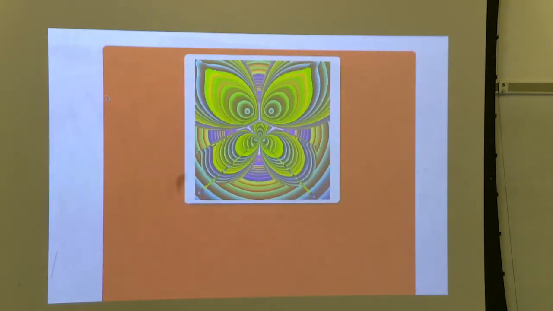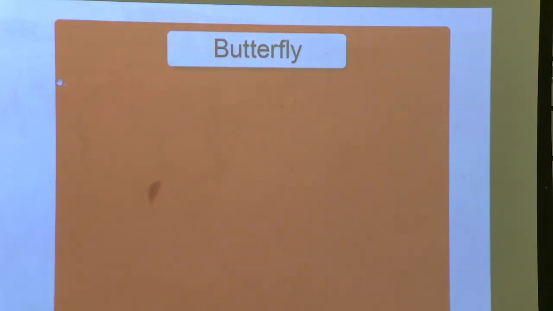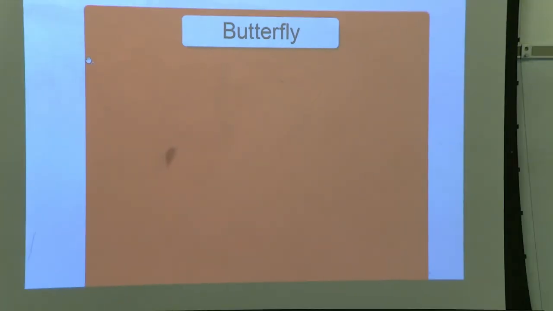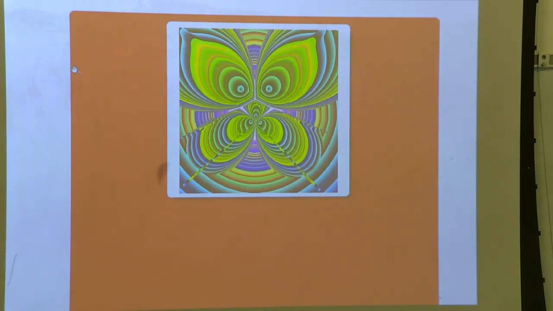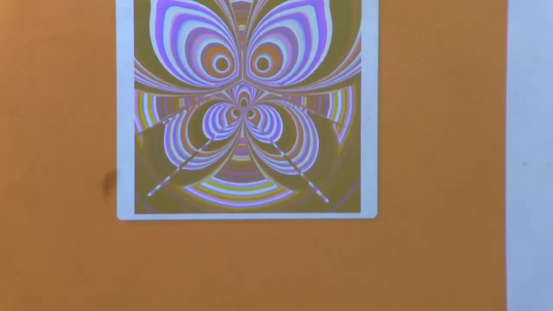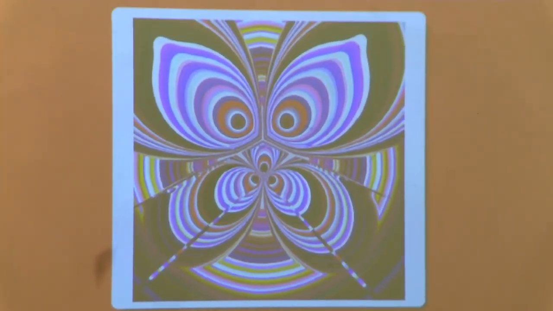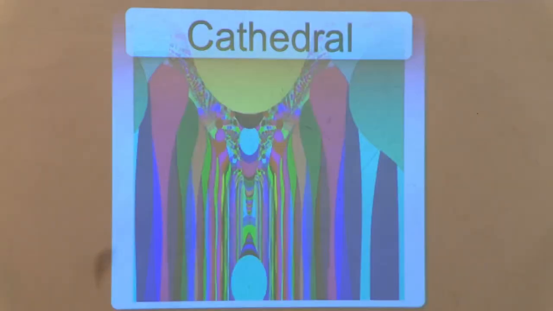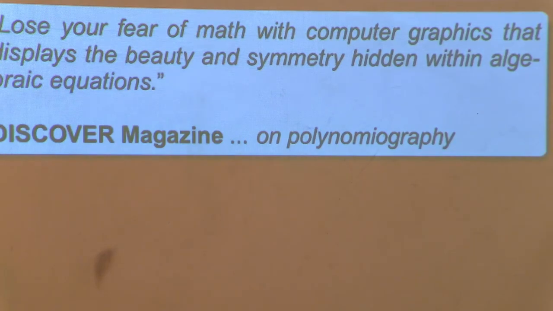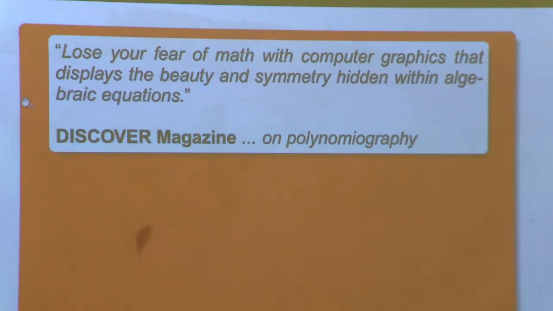Okay. So I'm going to show you some images in the next 10 minutes, some quotes maybe. All these are generated with software that I have been developing over the years. Symmetry, you can get nice symmetric images. Cathedral. Of course, over the years, I've had some quotes from different sources when they learned about this.